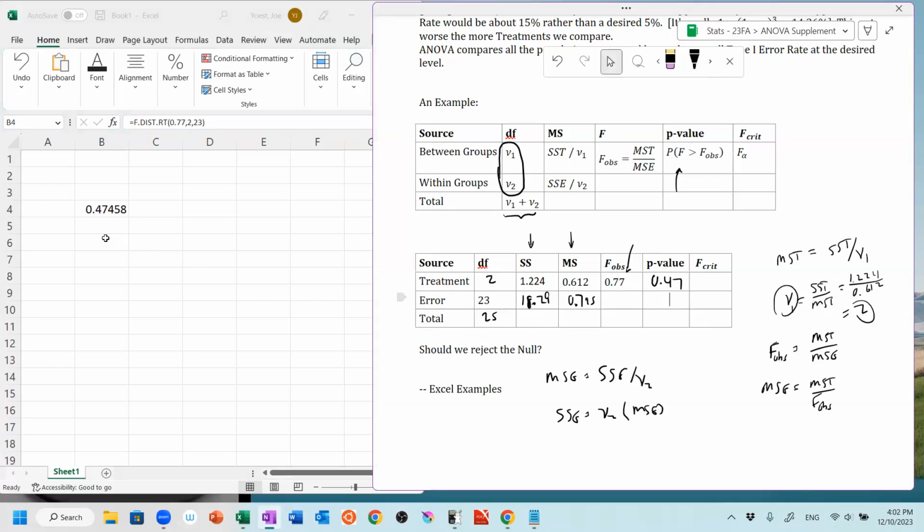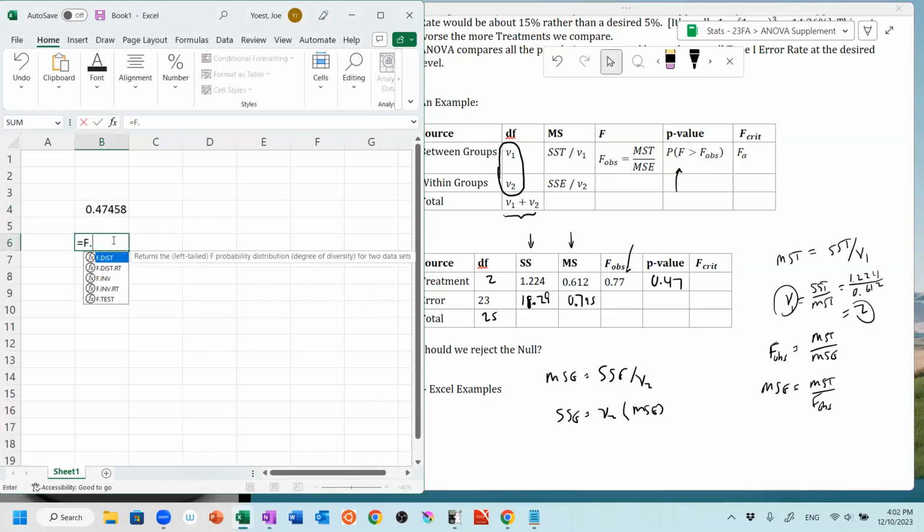I can compute F critical. Here I want F inverse, so I give an area and it gives me an F value for F critical. Again, I want right-tailed, so I'll use the .RT option here. We're using alpha as 5%. That's just the standard we're choosing to use here. You could use 1% or 10% or some other percent, but we're using 0.05 for the probability. Numerator degrees of freedom are 2, denominator are 23. And this gives me 3.42.